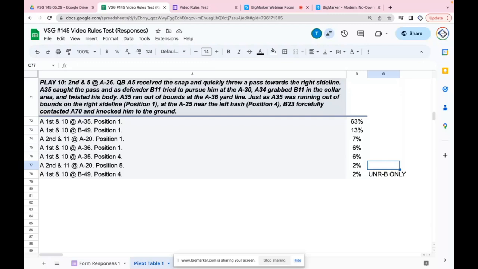What was the reason the author put that option in there? I don't know, but somebody went for it. Second and 11, six yards back. What was the spot of the foul? This is a spot foul. Maybe if we enforce the holding from the previous spot. A35 cut the pass. Defender B11 tried to pursue him at the A30. What was the foul? Oh, holding. This is holding only, from the previous holding spot. Ah, yes. That's where we went.